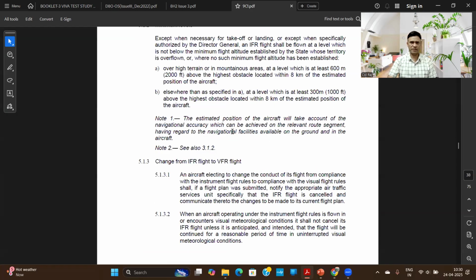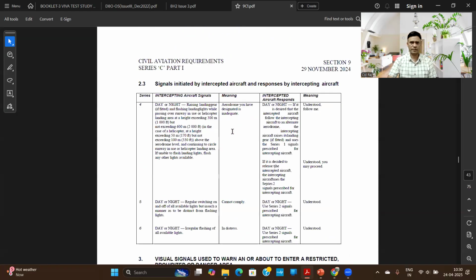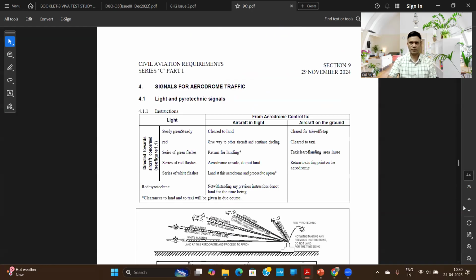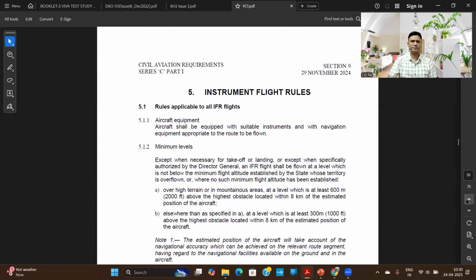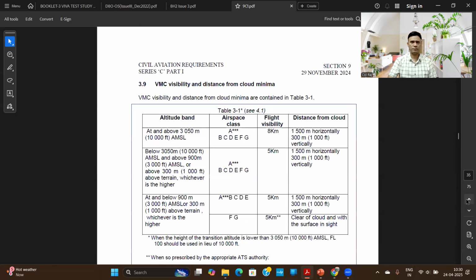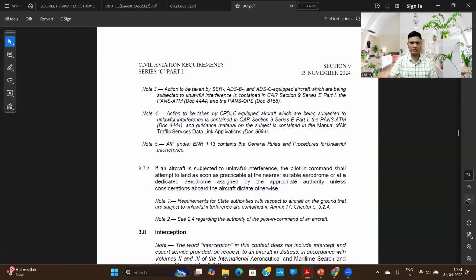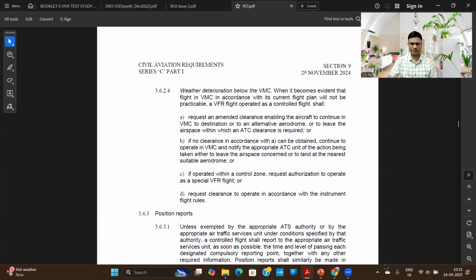Okay, let us see if special VFR is given anywhere in this. Okay, special VFR is not in this. Here they have given the visibility and distance criteria. Here you can see that the ceiling has been mentioned as 1000 feet vertically, but later on they have said that it has to be at least 1500 feet. So use the one which gives you more safety.